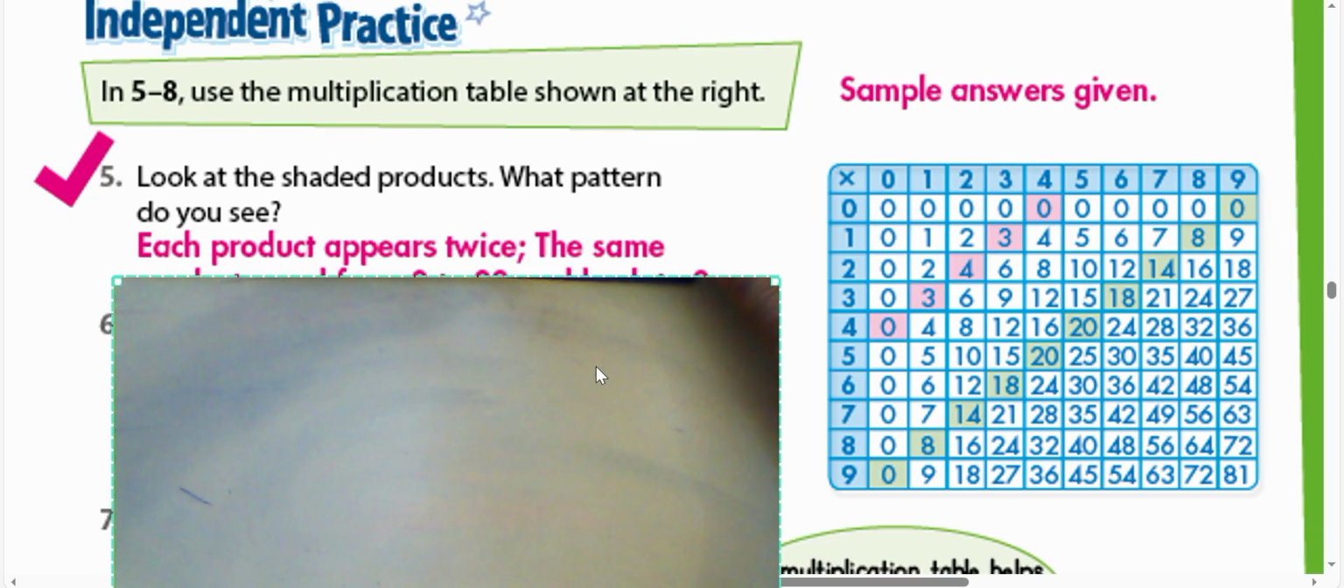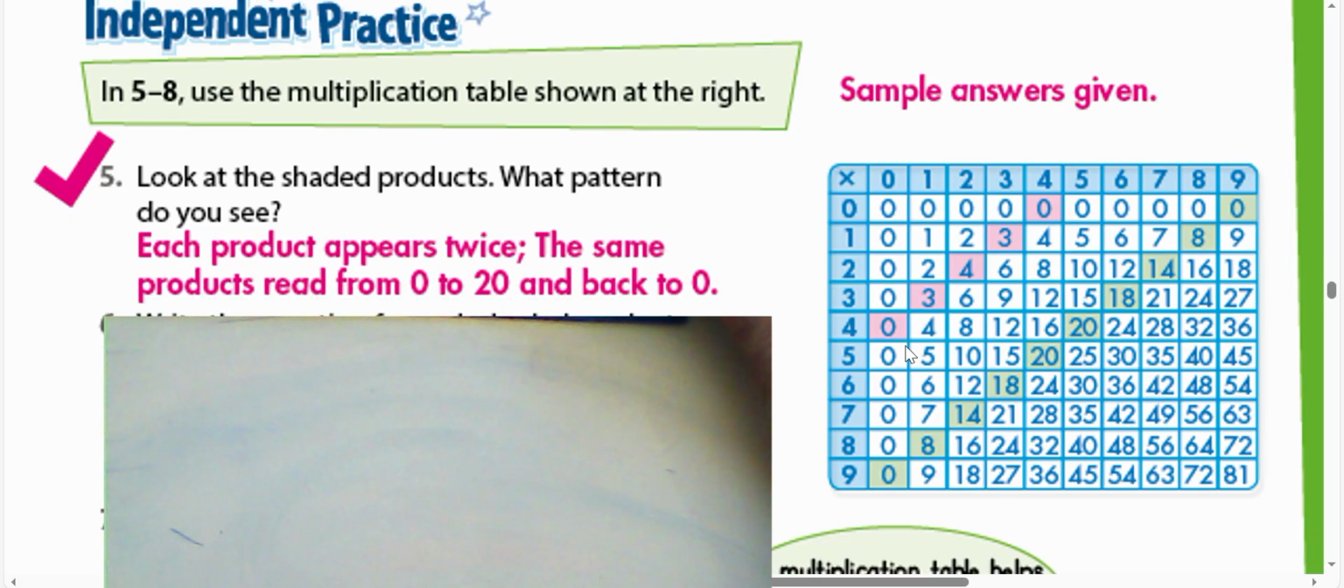And question number 5. Look at the shaded part here: 0, 3, 4, 3, 4, 0, and so on; 0, 8, 14, and so on. What pattern do you see in the shaded part? Each product appears twice. Like 4 times 1 equals 4, and 0 times 0 equals 0. Each product is the same product. Read from 0 to 20 and back to 0. Start from 0 and end with 0.